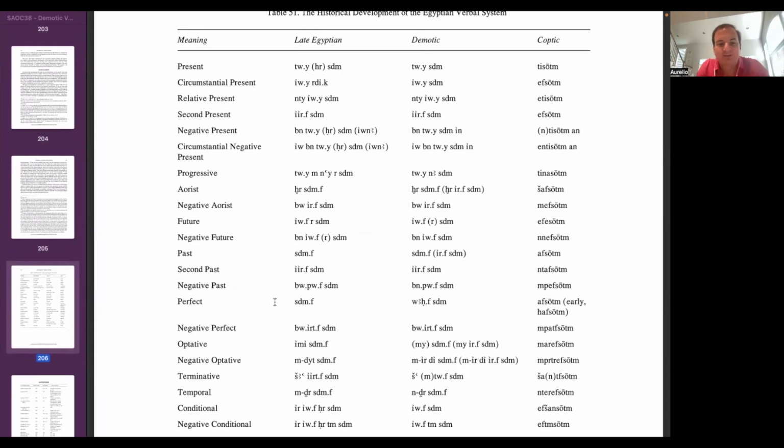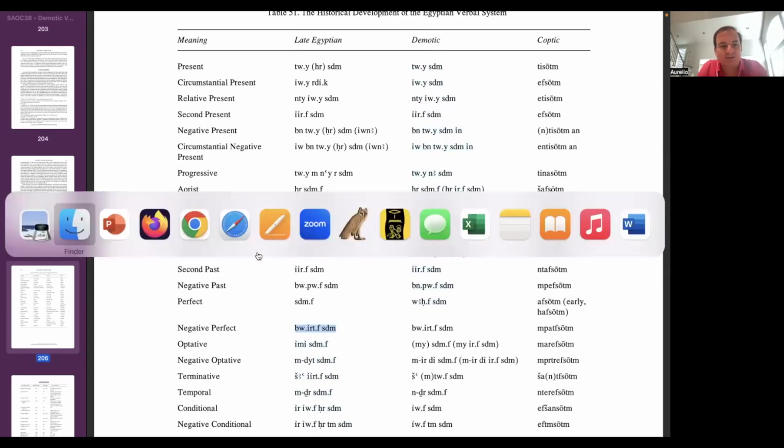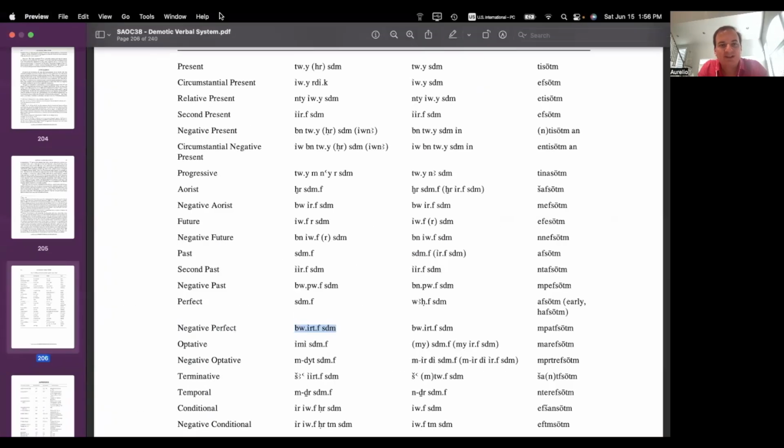Okay, so no, that's not what I wanted. There's the negative perfect that we're going to get to in a moment, or the not yet form, but no, that's not what I wanted. There's another great one. Let me see if that has what I wanted.